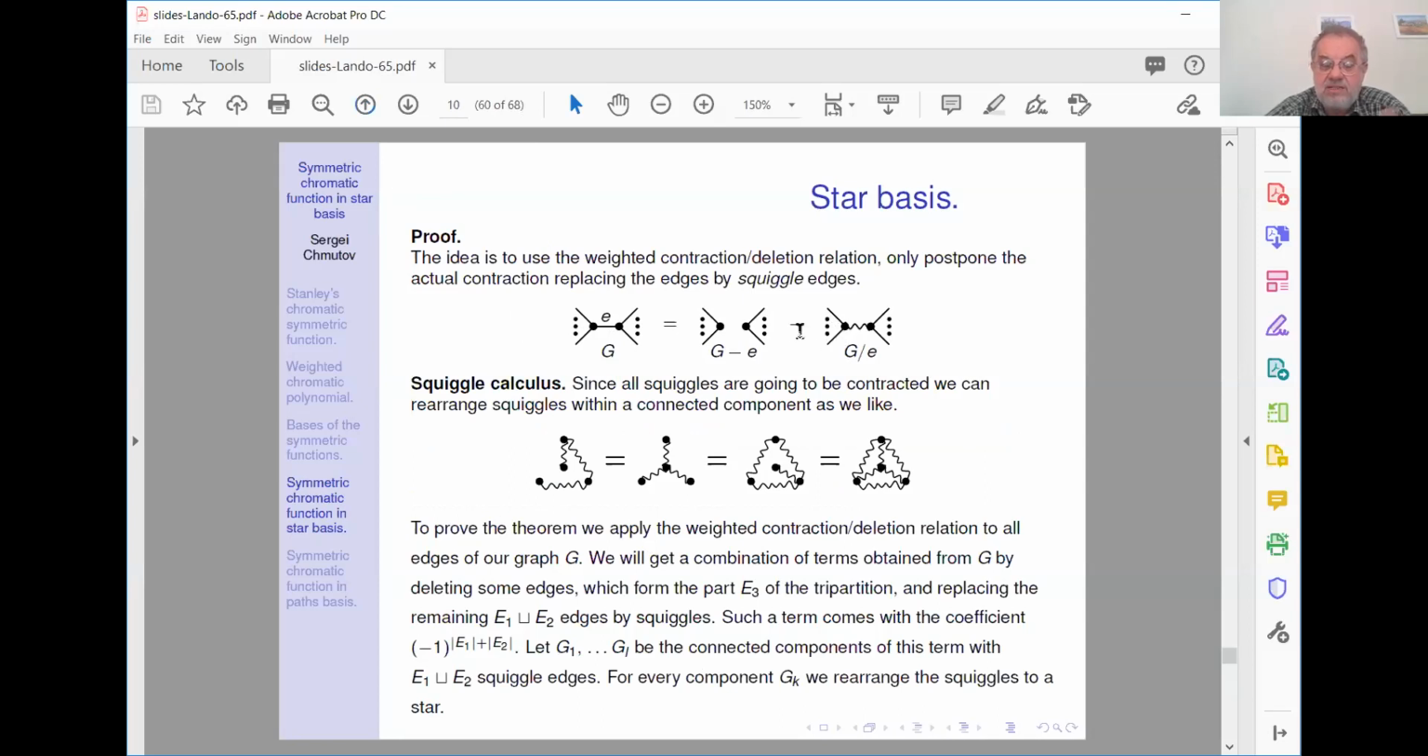And again, it is minus for the symmetric chromatic function. If we would do a weighted polynomial, like in our approach, it would be all pluses, and I can forget about minuses. But the number of squiggles will be the cardinality of E1 plus the cardinality of E2.